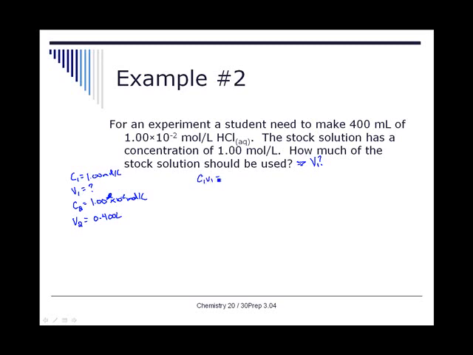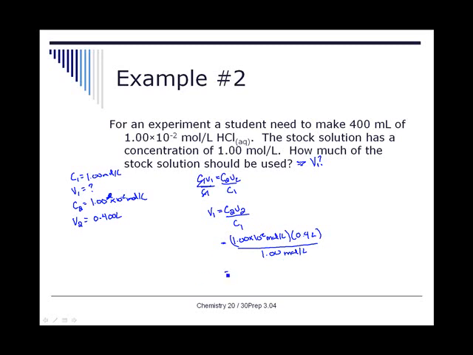So C1V1 is equal to C2V2. We're looking for V1, so I'm going to divide both sides by C1. On the left side, the concentrations cancel, and V1 is equal to C2V2 over C1. Plug in your numbers. C2 is 1.00 times 10 to the negative 2 moles per liter, volume 2 is 0.4 liters, and the concentration of our initial solution, our stock solution, is 1 mole per liter, and we'll just run that through our calculator and get an answer.